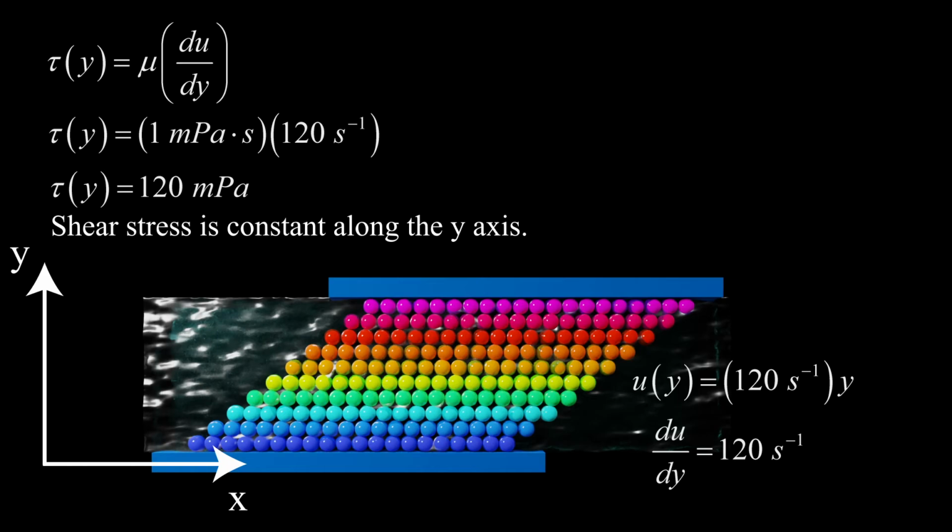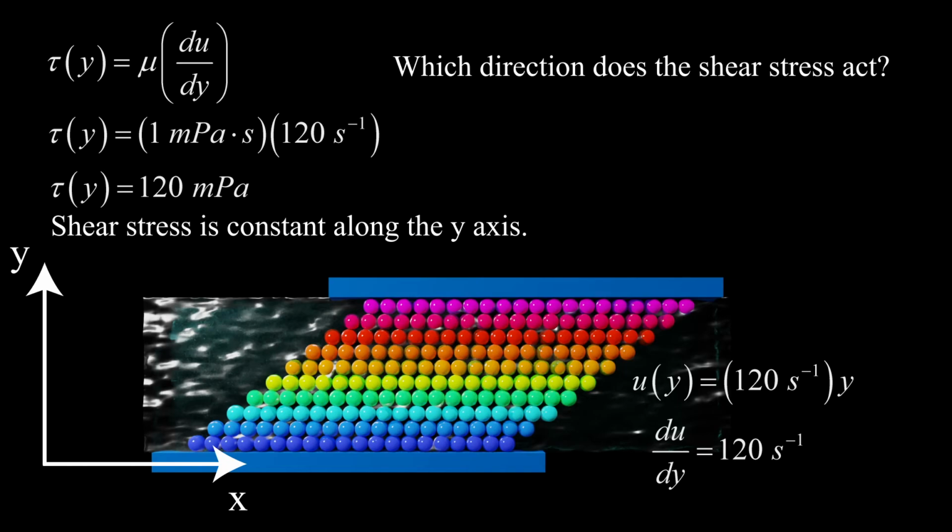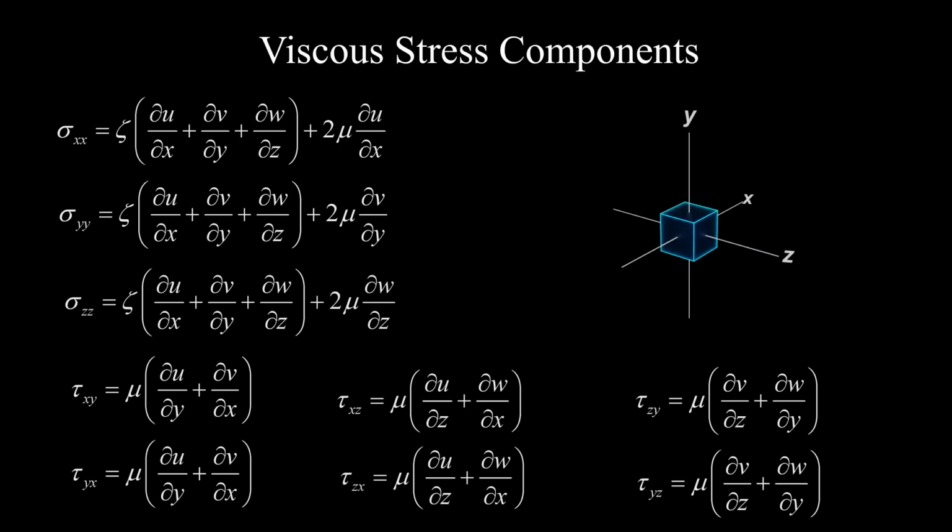However, this does leave one question. Which direction does the shear stress act in? To answer this, we need to look at the components of the viscous stress tensor. These are all of the components of the viscous stress tensor for isotropic materials. Here, the shear stresses are represented by the symbol tau, and the normal stresses are represented by sigma.